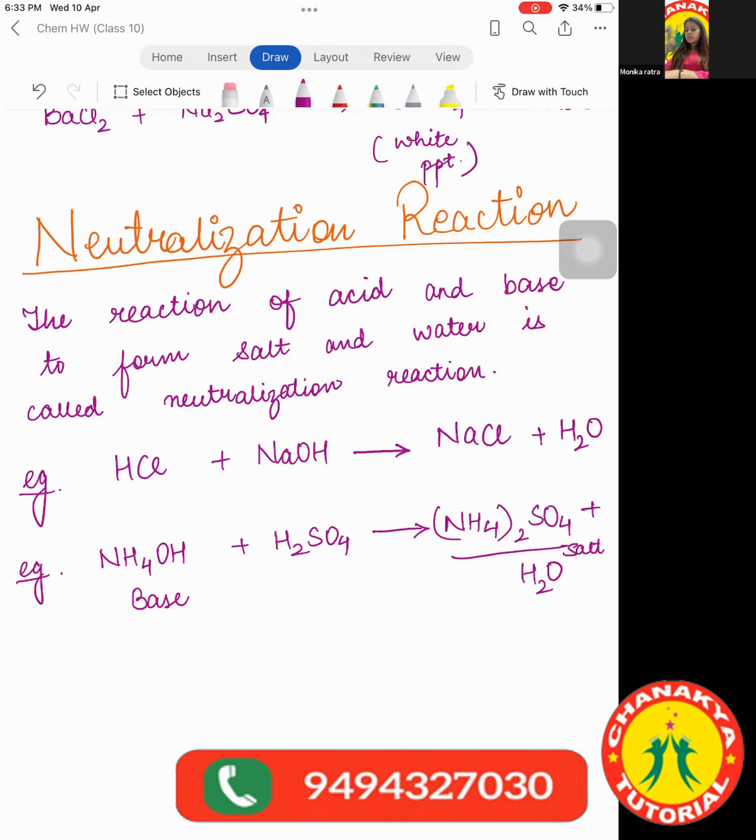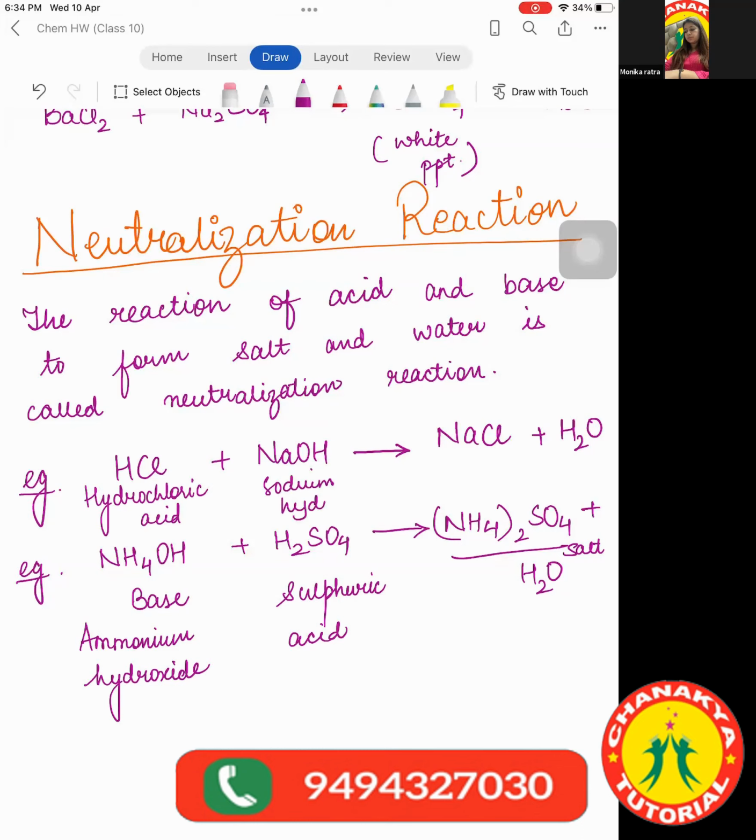Water, you are already aware. This is the base, which is known as ammonium hydroxide, and sulfuric acid is already known to all. This is hydrochloric acid. This is your sodium hydroxide. This is your sodium chloride. Water is already known to all. The name of this salt is ammonium sulfate. Anyone has any doubt in the two reactions I have just taught?